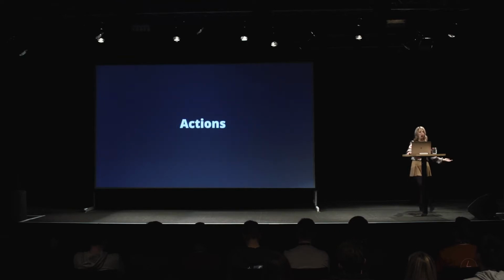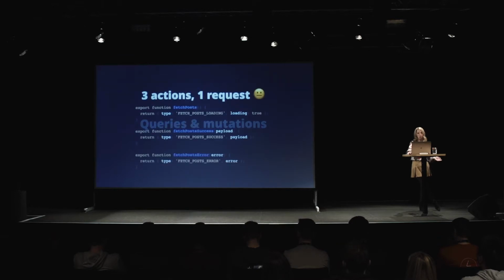So in Redux, you had actions. With Apollo, you have queries and mutations. So I think we've all been here before, right? In order to execute one network request in Redux, you have to keep track of at least 3 actions: one for loading state, one for errors, and then one for finally the result.